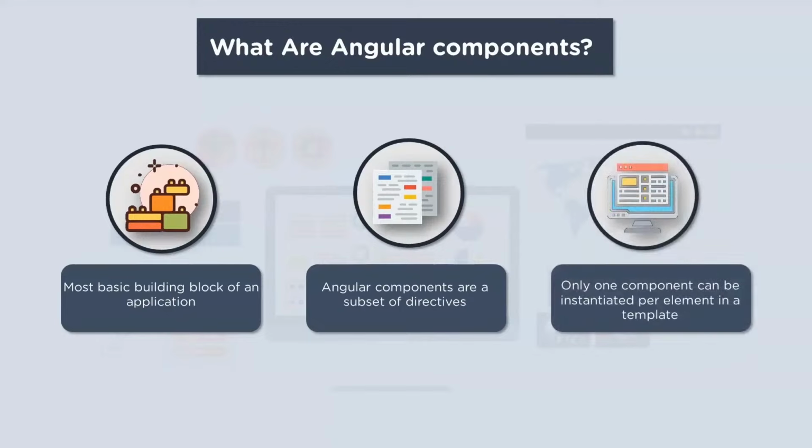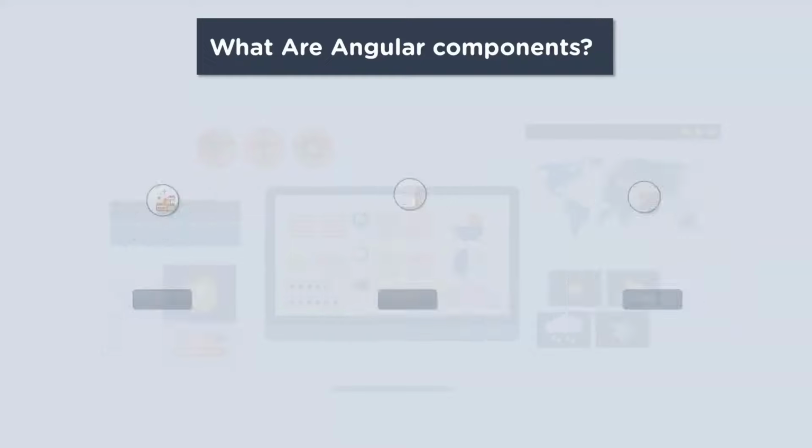Only one component can be instantiated per element in a template. Now, components are typically custom HTML elements, and each of these elements can instantiate only one component. Now, don't worry, you'll understand this better when I show you the demo.